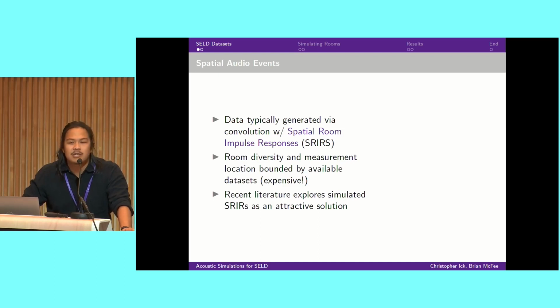Ideally, we wouldn't be constrained by the material limitations of real estate and time and effort. And because of this, simulated room impulse responses provide a pretty attractive solution to this problem. There's been a couple of works exploring this use for sound event localization detection, but there's been no direct comparisons to real-world data sets, so that's what I try to do in this work.